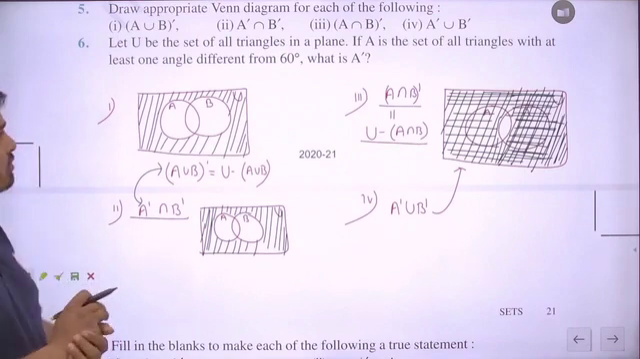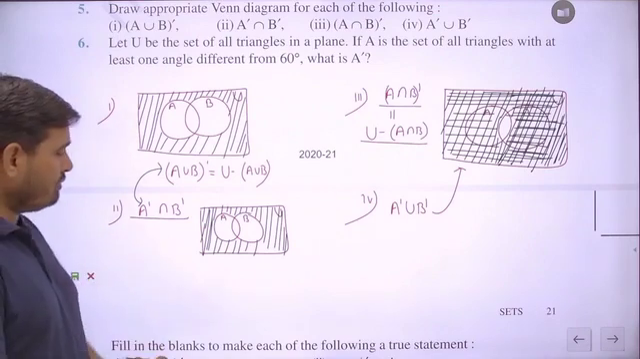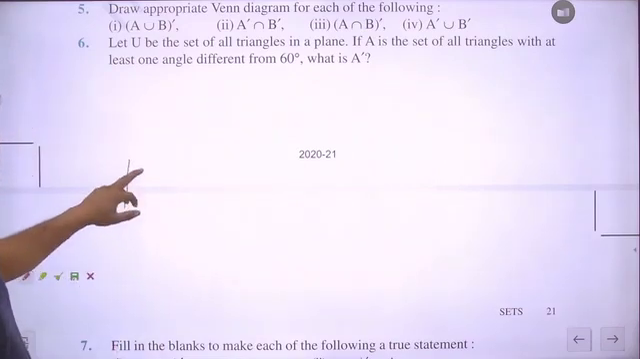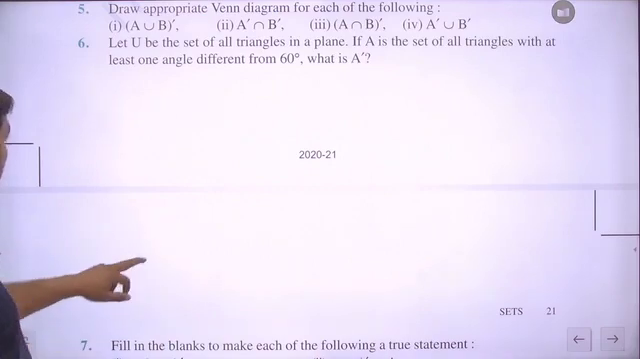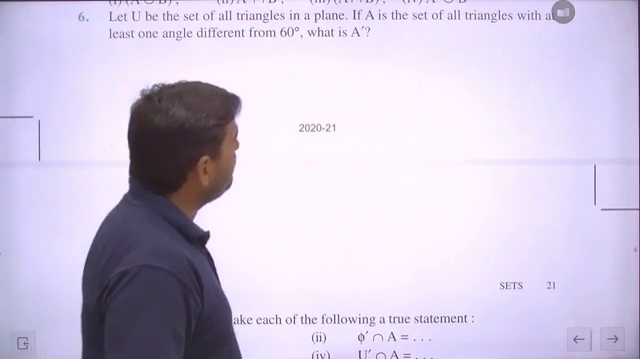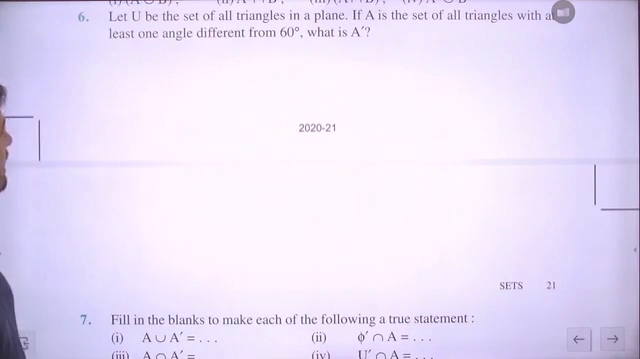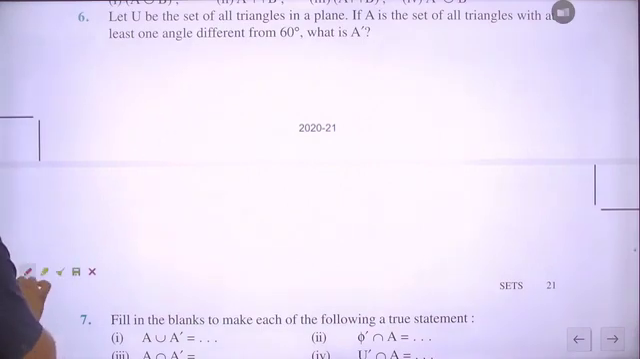Now the next question, question number 6, we are taking here. In this question, U is the set of all triangles in a plane. If A is the set of all triangles with at least one angle different from 60 degrees, then what is A dash? Again I will simplify this question here only.